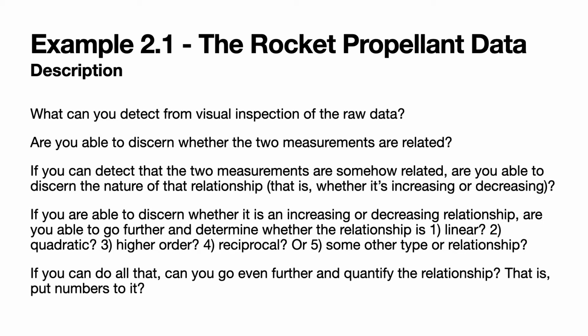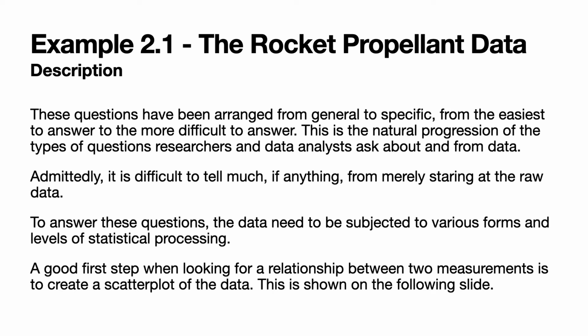If you can do all that, can you go even further and quantify the relationship? That is, to put numbers to it. These questions have been arranged from general to specific, from the easiest to answer to the more difficult to answer. This is the natural progression of the types of questions researchers and data analysts ask about and from data. Now, admittedly, it's difficult to tell much, if anything, from merely staring at the raw data. To answer these questions, the data need to be subjected to various forms and levels of statistical processing.